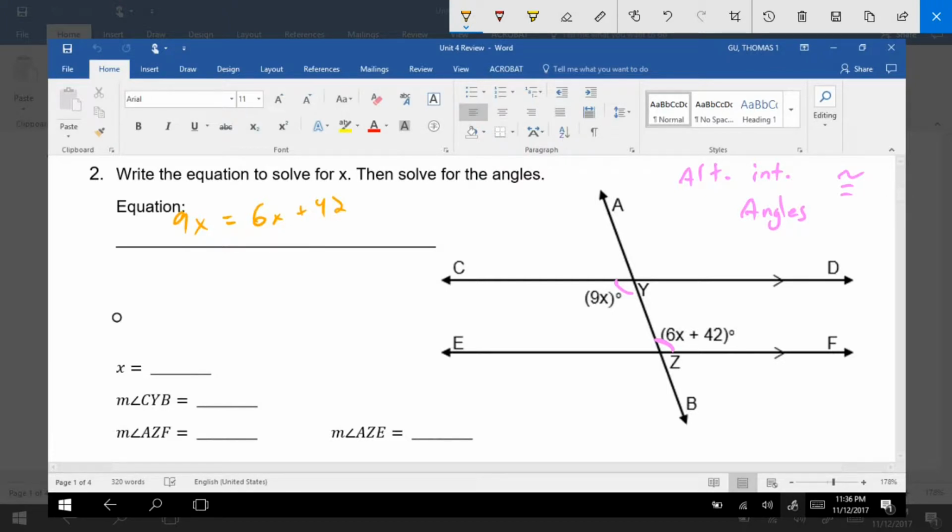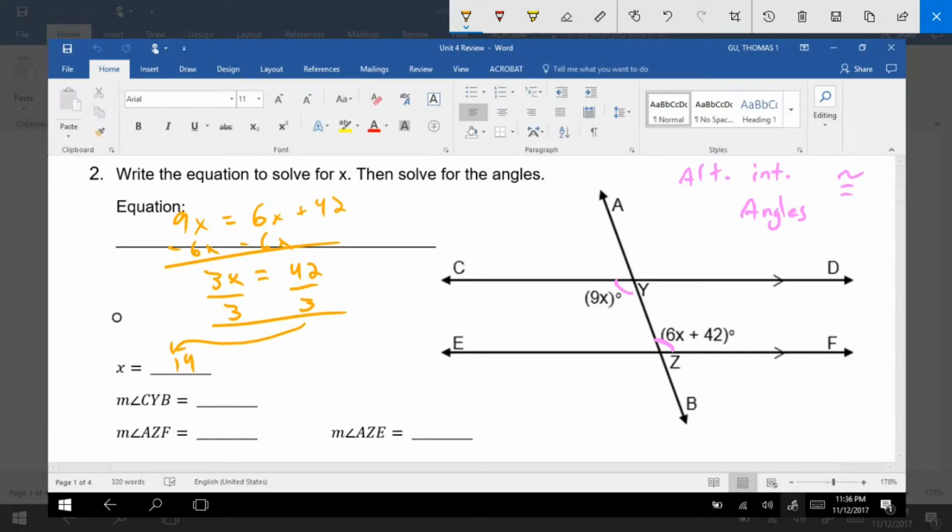So let's solve for x right here. We got 9x, so let's subtract 6x from both sides. And then we have 3x equals 42, divide by 3, and x equals 14. There it is. If you got 14, give yourself a little golf clap because that's only part of the problem. We got to keep going.